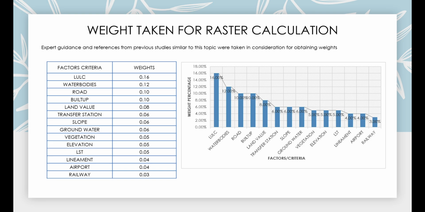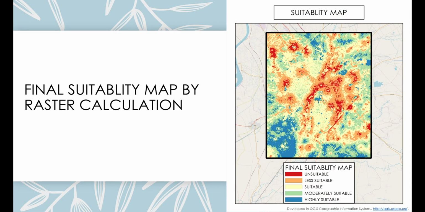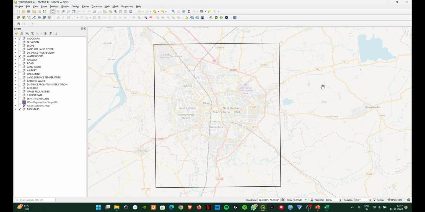The final weights are as shown in the table, in which LULC is given the highest weightage and railway is given the lowest weightage. With the help of the weights obtained by AHP, a final suitability map was prepared with the help of raster calculation in GIS software. A final suitability map is then prepared with the help of raster calculation in QGIS software.